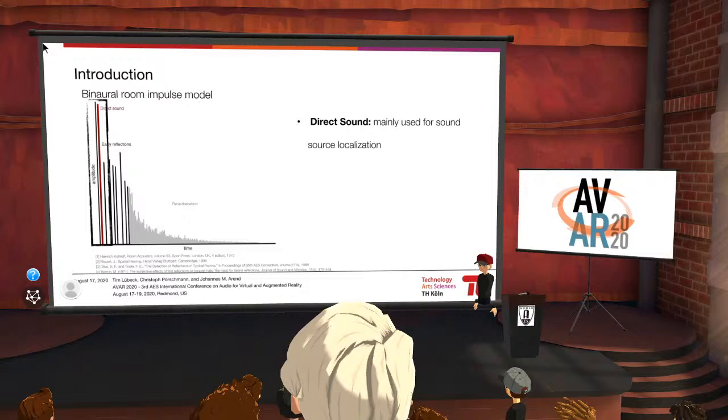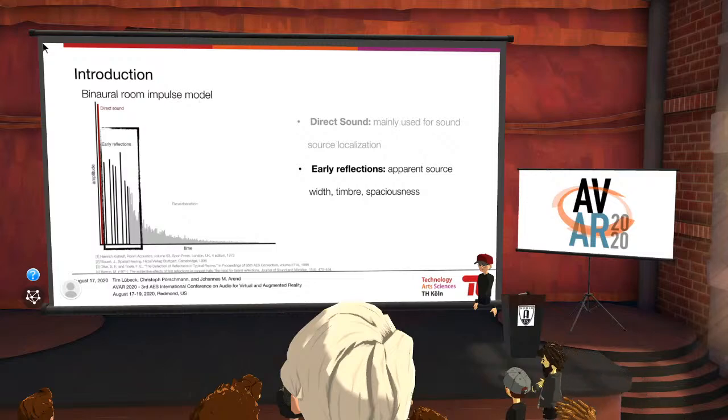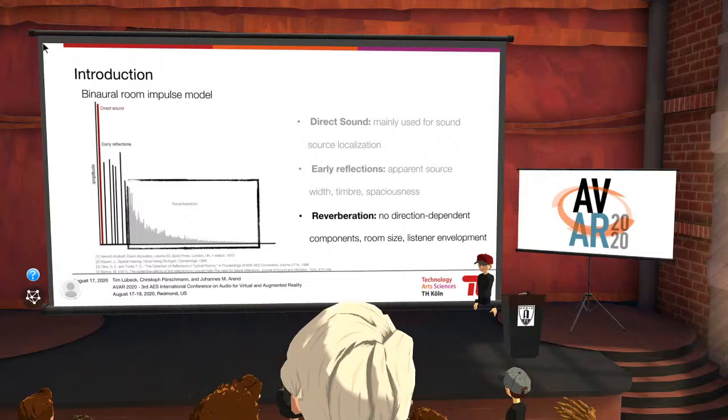I think you all know the classical binaural room impulse response model, where we first have the direct sound, which is mainly used for sound source localization. Then we have a number of early reflections, which are more important for the perceived apparent source width, or the timbre, or the spaciousness in general. And then finally we have the reverberation part, where in theory we don't have any direction dependent component anymore, but we need the reverberation for the perception of room size or the listener envelopment.